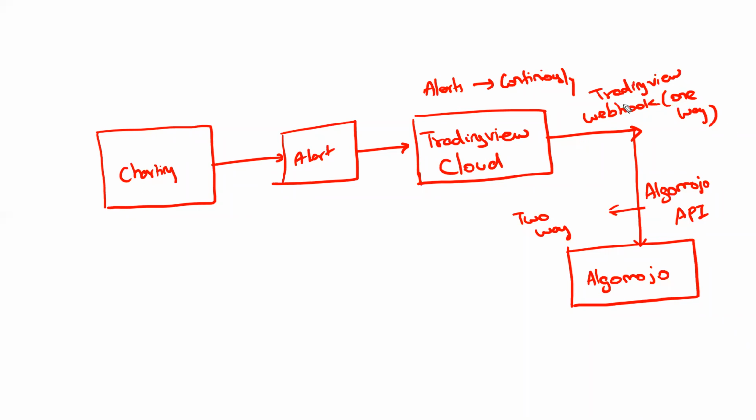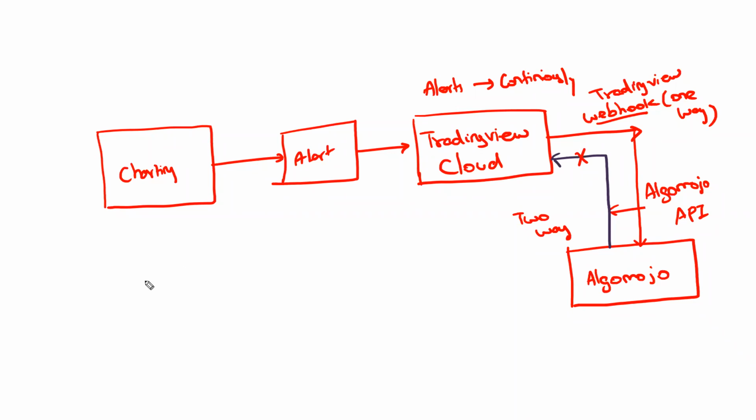However, the TradingView webhook is only one way. TradingView can communicate to Algomojo, but Algomojo cannot communicate to TradingView. That reverse communication is not at all possible. Why? Because of the webhook feature. Webhook is one way only. TradingView can only send, it cannot listen to the opposite party.